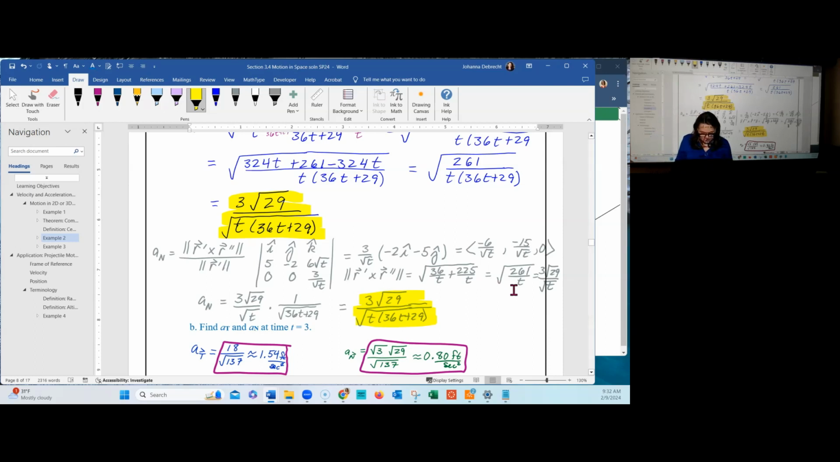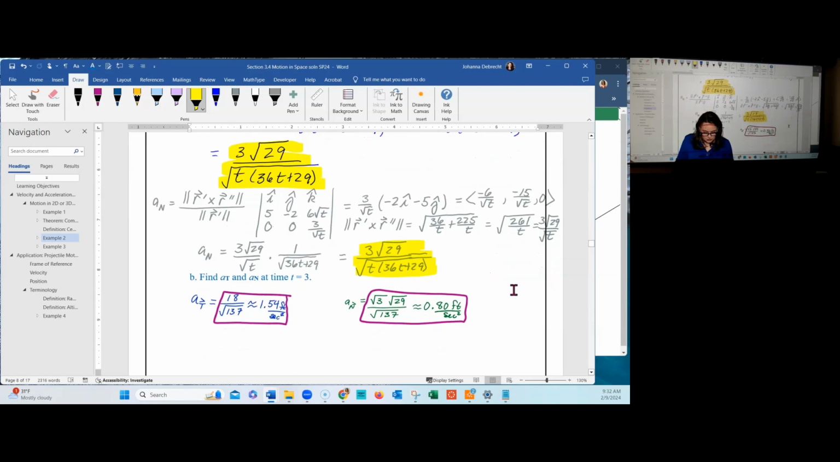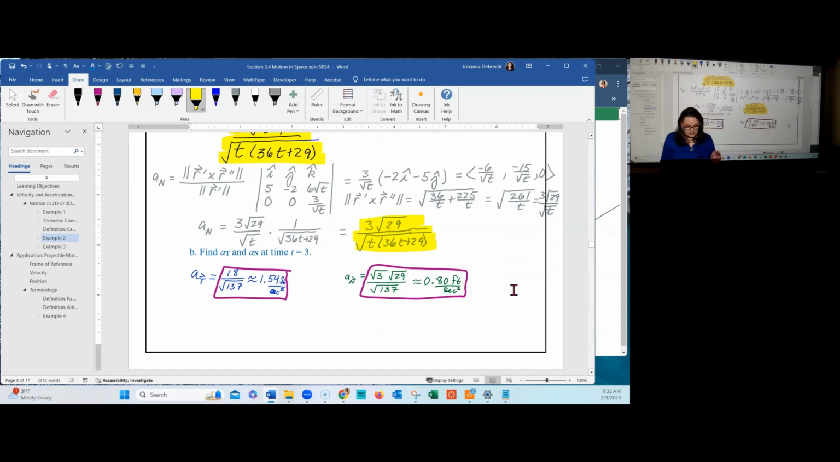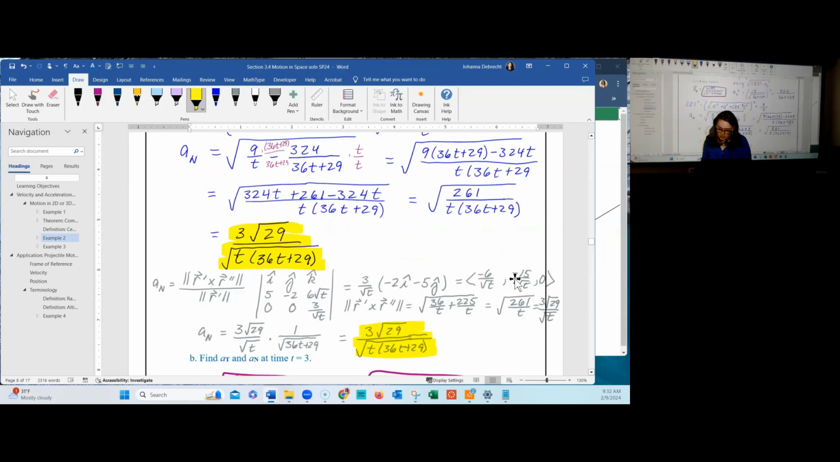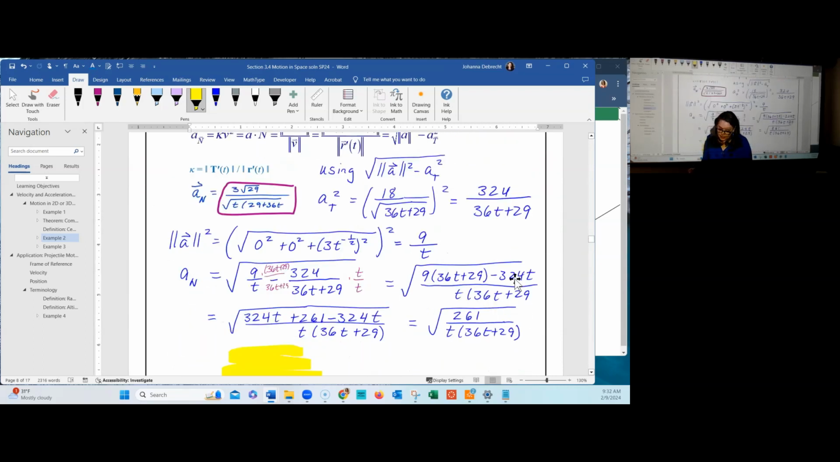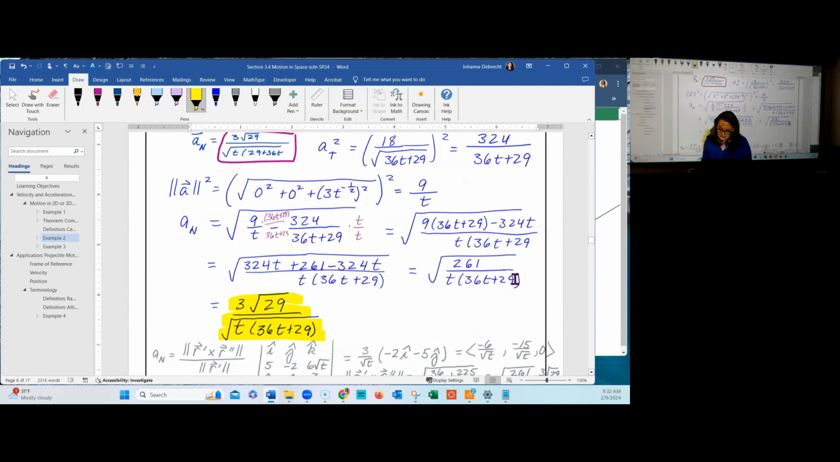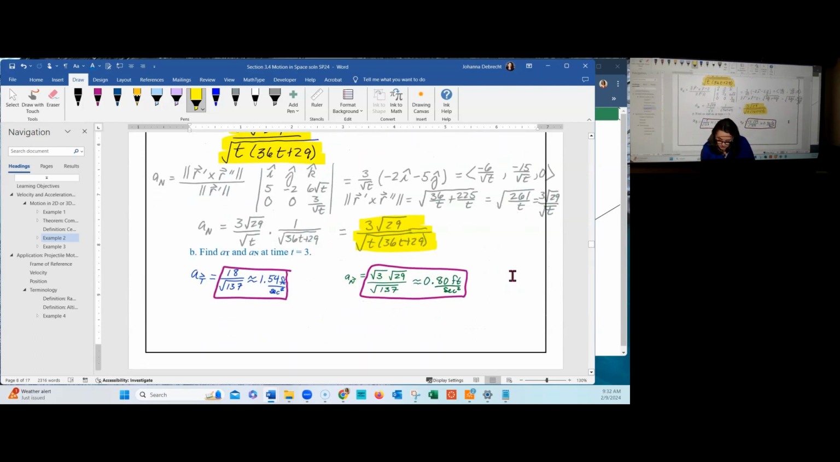We have one last thing to do, which is to find the tangential component and the normal component at a particular point in time. So let's go ahead and rewrite down what the tangential component was, which was 18 over the square root of 36t plus 29. So the tangential component, AT, was 18 divided by the square root of 36t plus 29, right? So if we want to evaluate this, when t is equal to 3, then we would have the following.